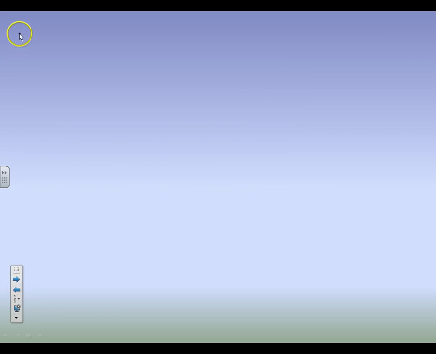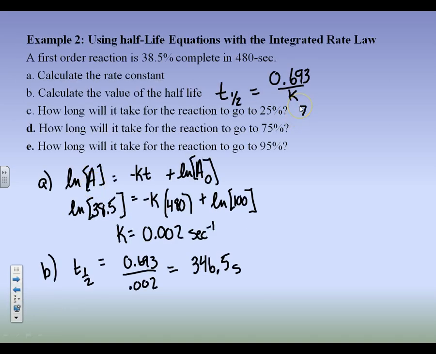Letter C. Let me give myself a new screen so I've got some room here. How long will it take for the reaction to go to 25%? So if my reaction is at 25%, that means I've got 75% remaining. If I take a look at D and E also, if it's at 75%, that means I've got 25% remaining. And 95% means I've got 5% remaining. That's going to help me as I use these different calculations. So let's take a look at letter C. How long will it take for the reaction to go to 25%?